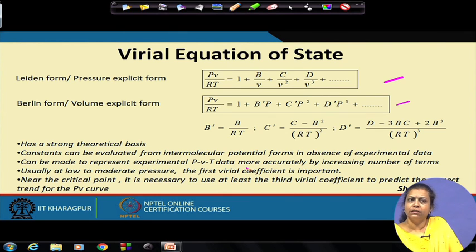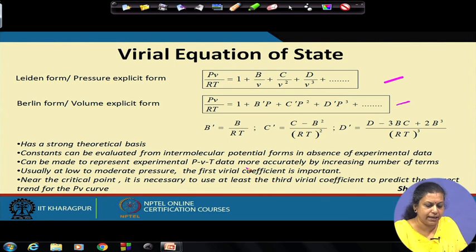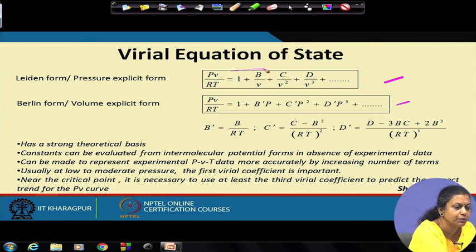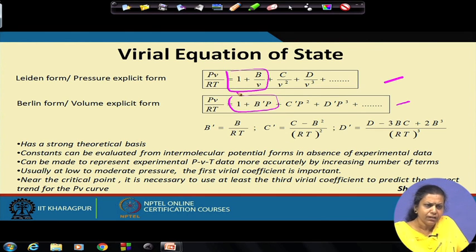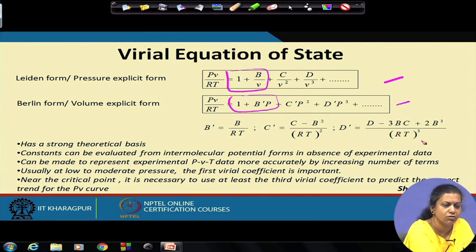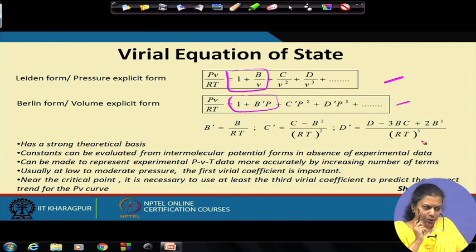Now, usually for the conditions which we come across, we find that the first constant, the B and the B primes, are mostly important. For most practical purposes, we can use the Virial equation by truncating after the second term. So, this particular portion is usually sufficient for us, and the relationships between the different constants have also been mentioned in this equation. So, there is not much that I have to say about the virial equations of state.